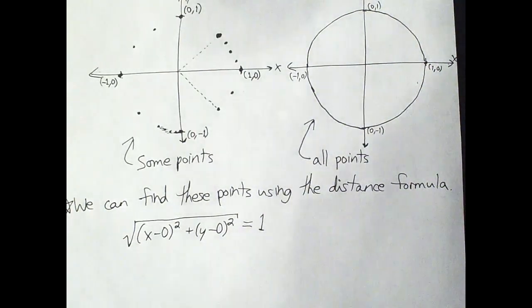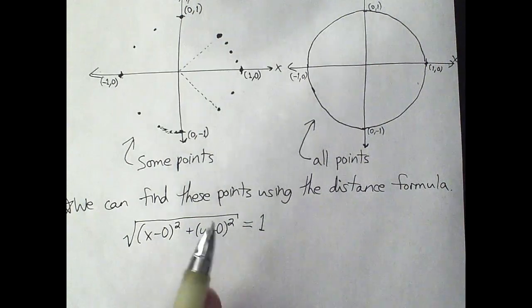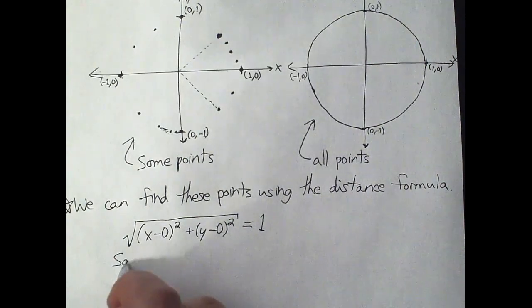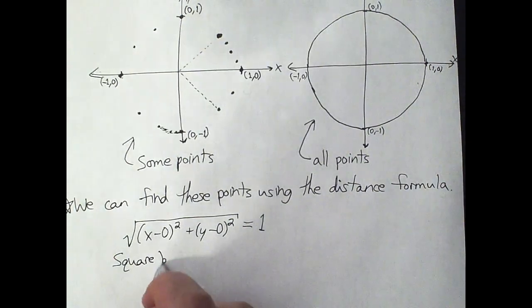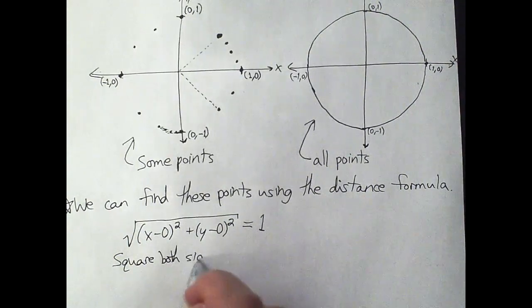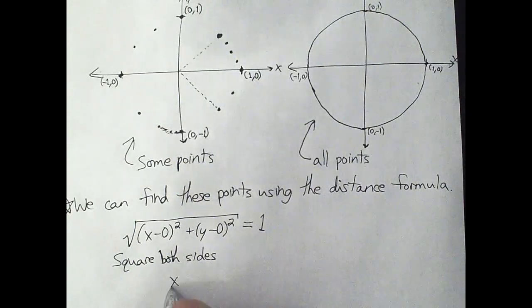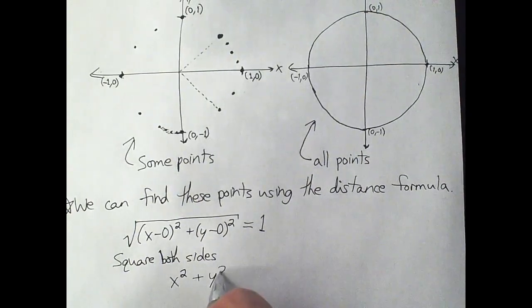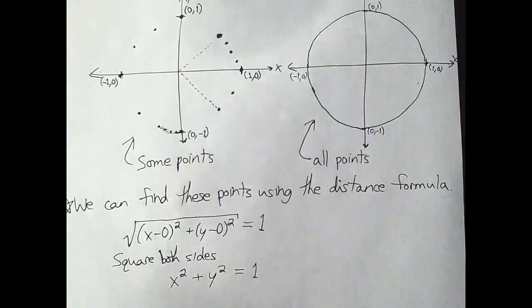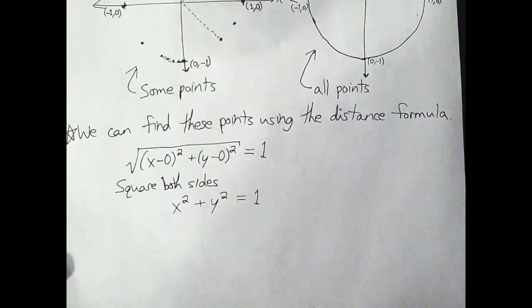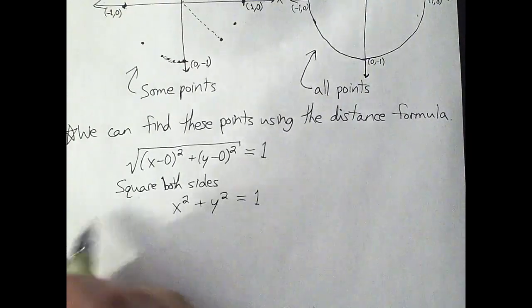Well, x minus 0 simplifies to just x. Y minus 0 simplifies to just y. So this is x squared, this is y squared. How about this? Let's square both sides. I don't mean square root both sides, I mean we are squaring both sides. Raise both sides to the 2. The left-hand side becomes x squared plus y squared. The right-hand side is 1. And we get this simple little formula: x squared plus y squared equals 1.